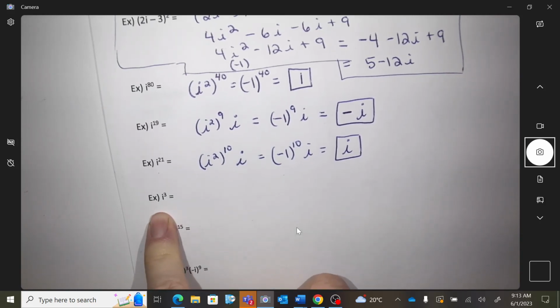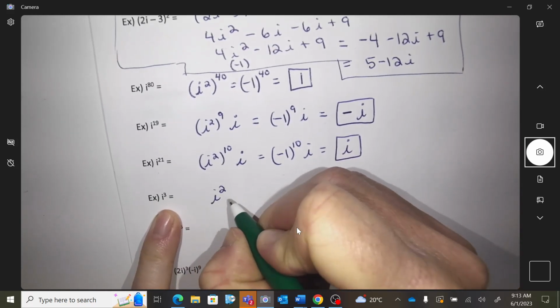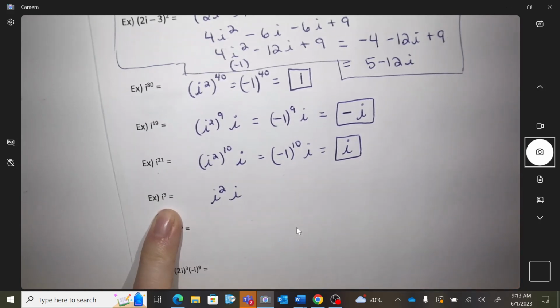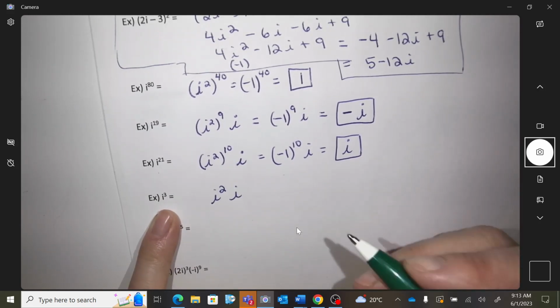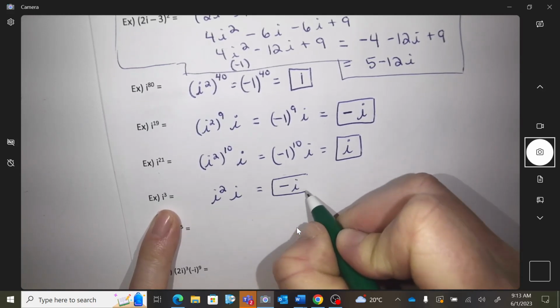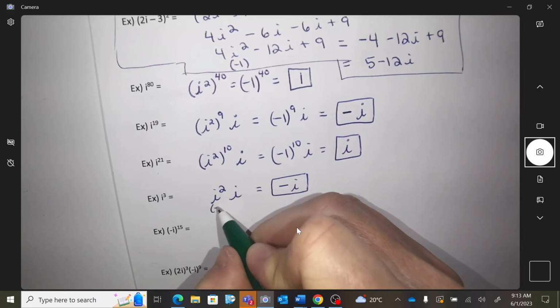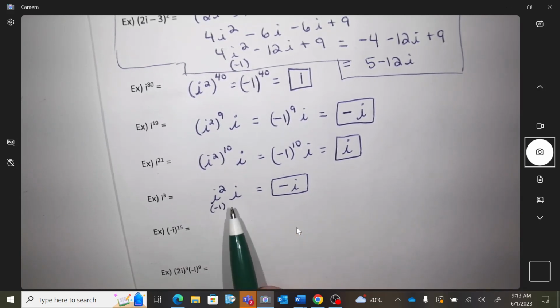So i cubed, we did that one in our chart, but to see it again, we can do an i squared, and then another i. So i squared is -1, so -i.